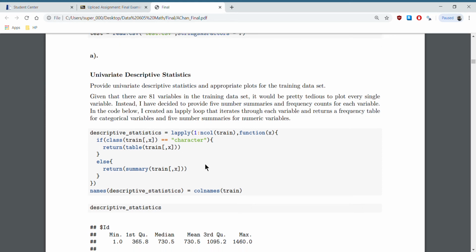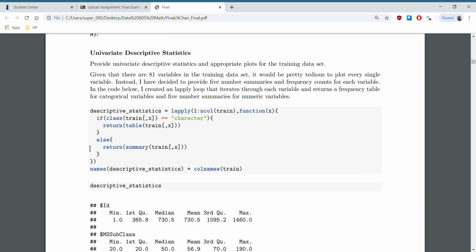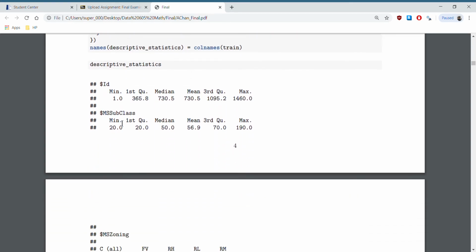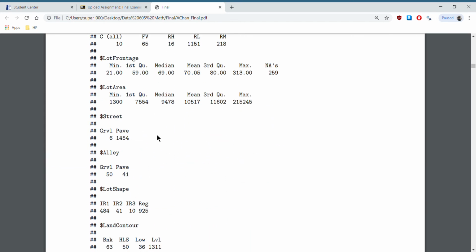So instead I just made a little function here that returns a 5-number summary for numerical variables, and also a table of counts for the categorical variables. Here we can see for this MSSubClass variable, we have the minimum, first quartile, median, mean, third quartile, and maximum. And I did this for every single variable.